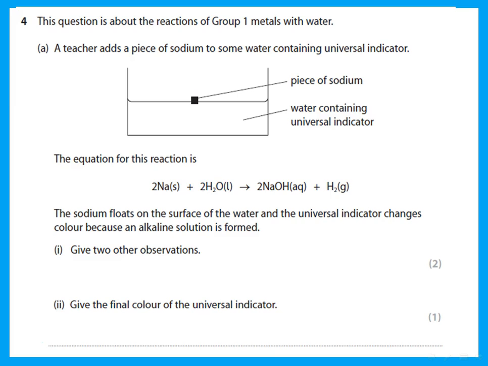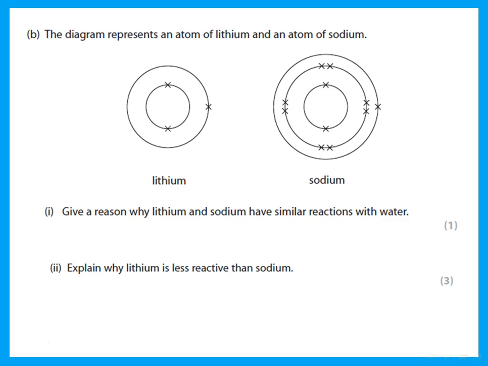Now give two other observations. Please remember that when he says give two other observations, you do not repeat the one that he gave you. So I don't say sodium floats again, but I can say sodium darts, melts, strong fizzing. I could also say that the bubbles of gas may catch fire. Okay. What would be the final color of the universal indicator? Of course, if I have sodium hydroxide, then the universal indicator paper will turn to blue, or we could refer to it as purple.